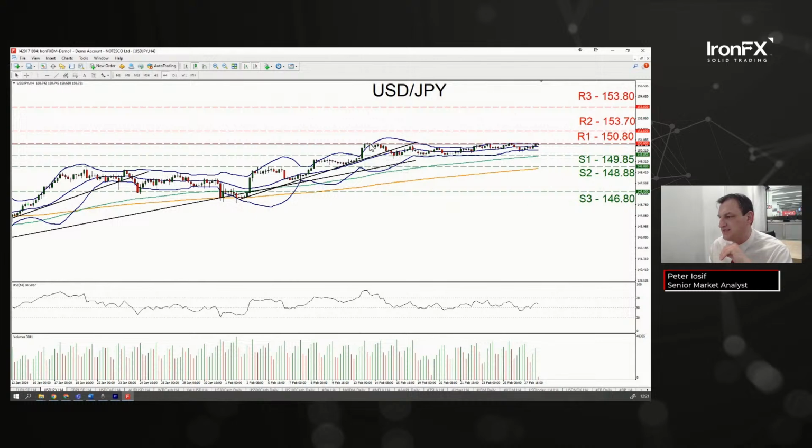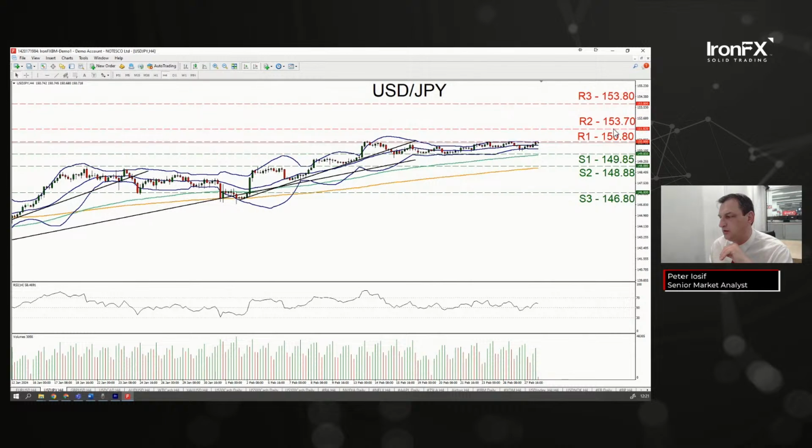Note how the pair has a very tight range-bound movement right now. And it's testing once, 2, 3 times the 150.80. Mind you, we are still in the 4-hour chart, and all charts to be presented are to be of the same time frame as otherwise stated.